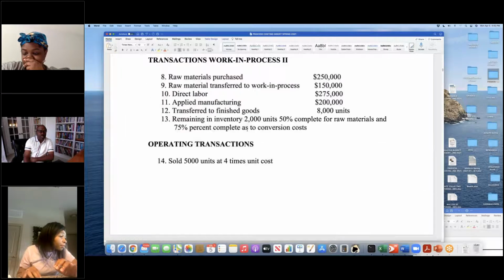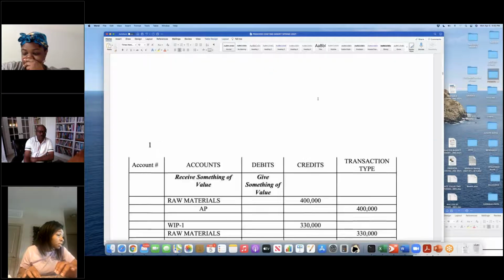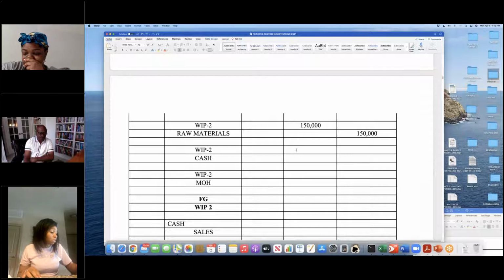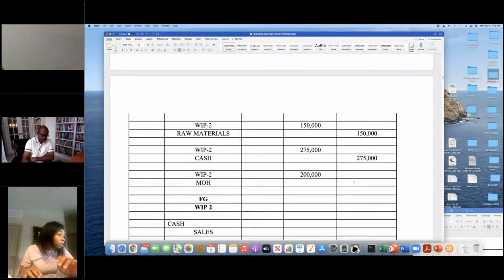Then the labor is what? 275,000. And the manufacturing overhead is a debit of 200,000.